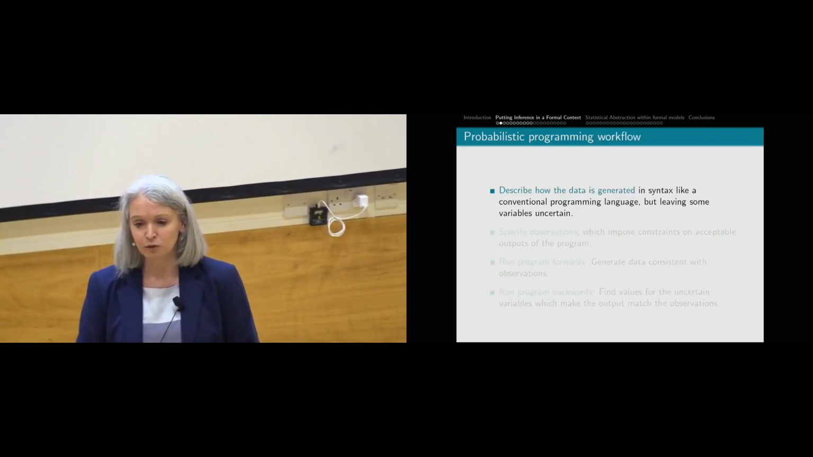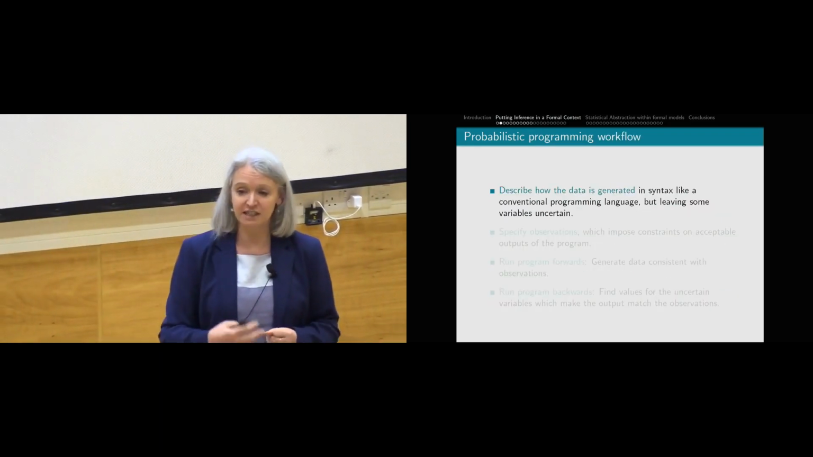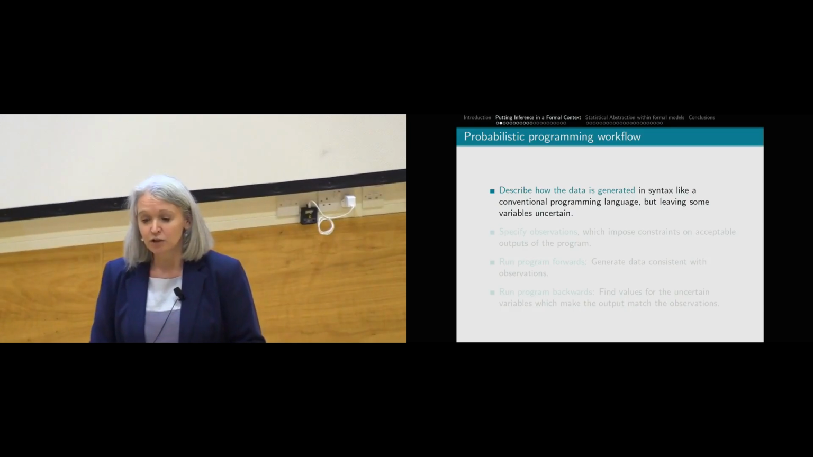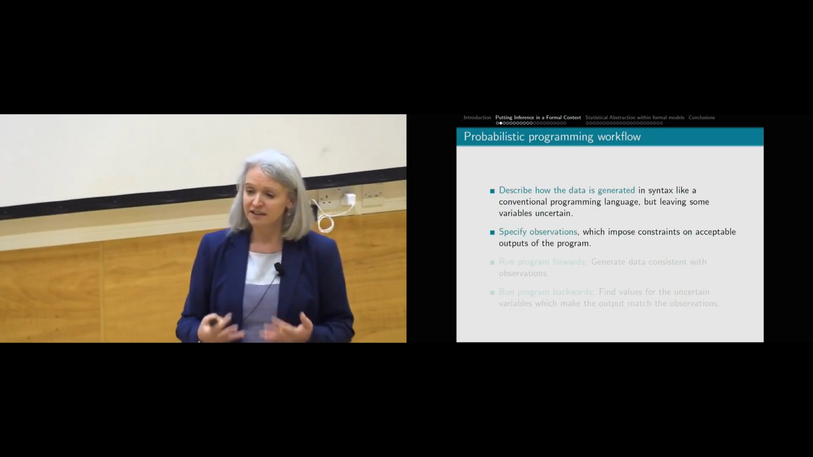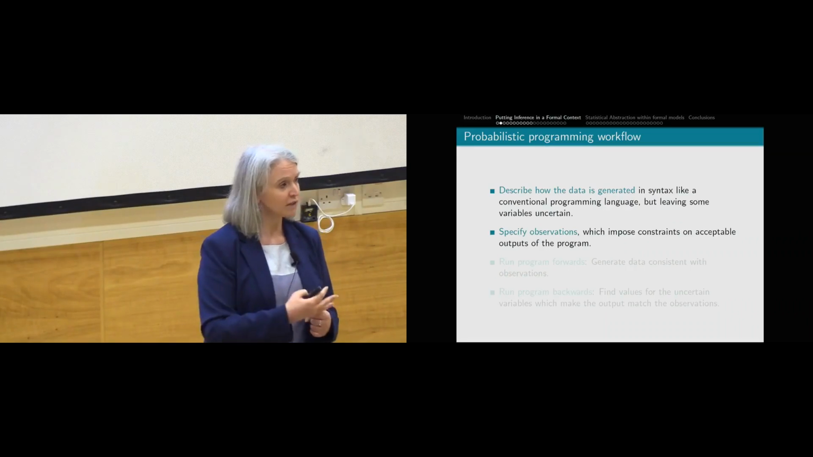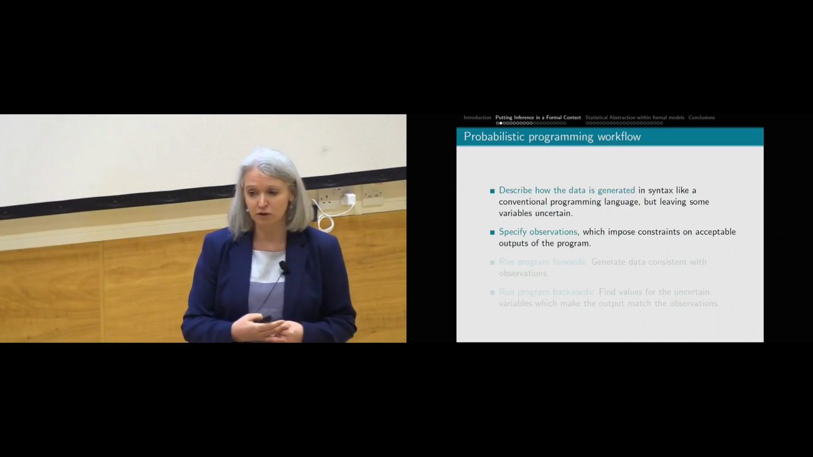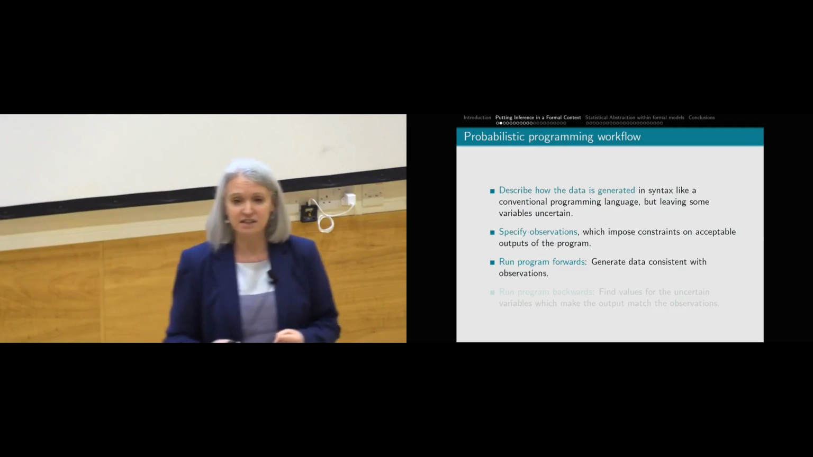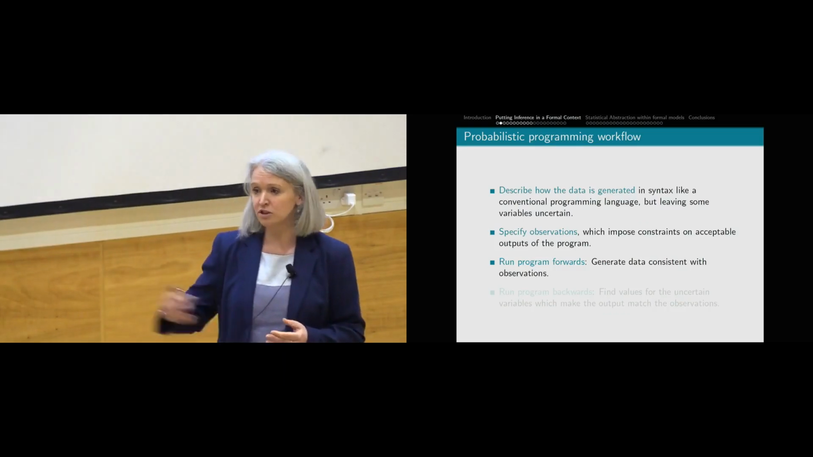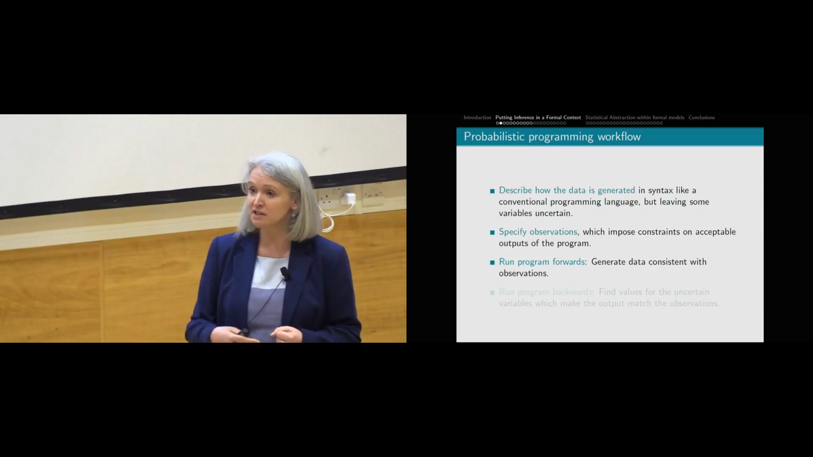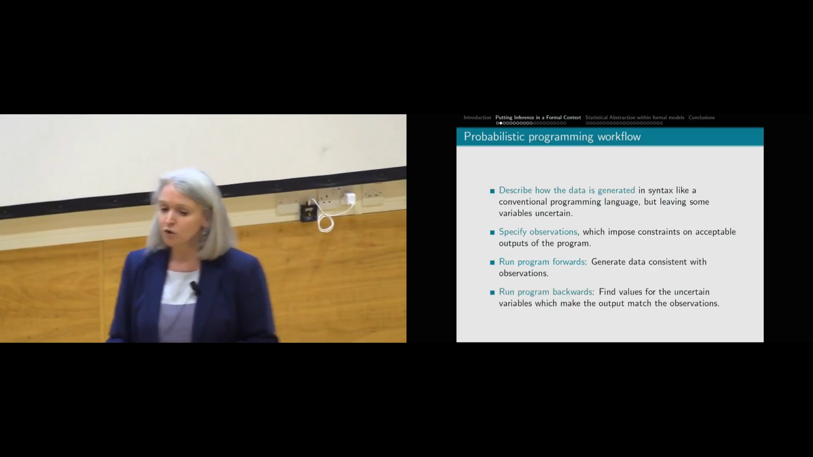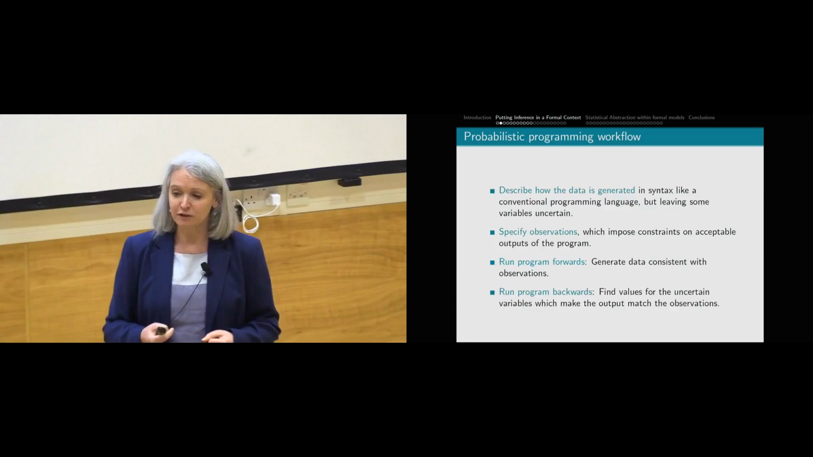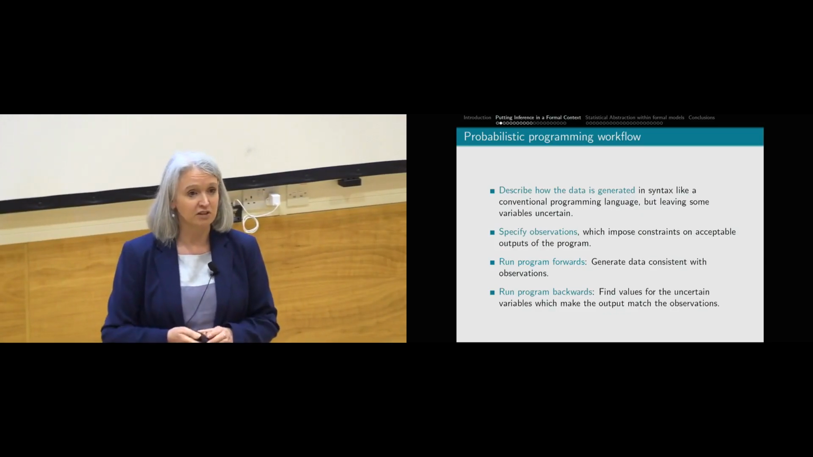So the typical workflow would be that you describe how the data is generated in something that looks like a programming language. But as I say, variables are left uncertain. You can specify certain observations, and these then are taken as constraints on what are acceptable executions of the program. And you can run the program forward then and generate data that's consistent with the observations. So what you would do is just stop a run that generates data that's not consistent with your observations. Or you can do what's called running the program backwards, which is look for the values of the uncertain variables that are going to match the observations that you have.